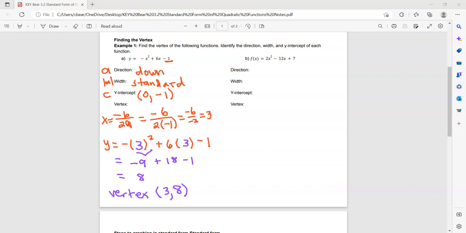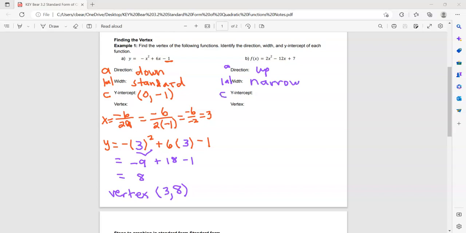All right, now we're going to do the same thing, but with a different equation. Direction for this one, again, look at your A value. A is positive, so it opens up. For the width, we use the absolute value of A. The absolute value of A is 2, which means this is going to be narrow.